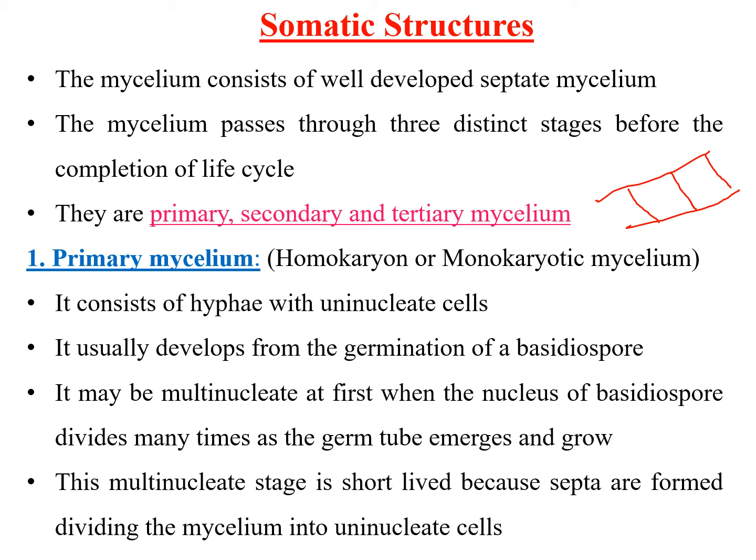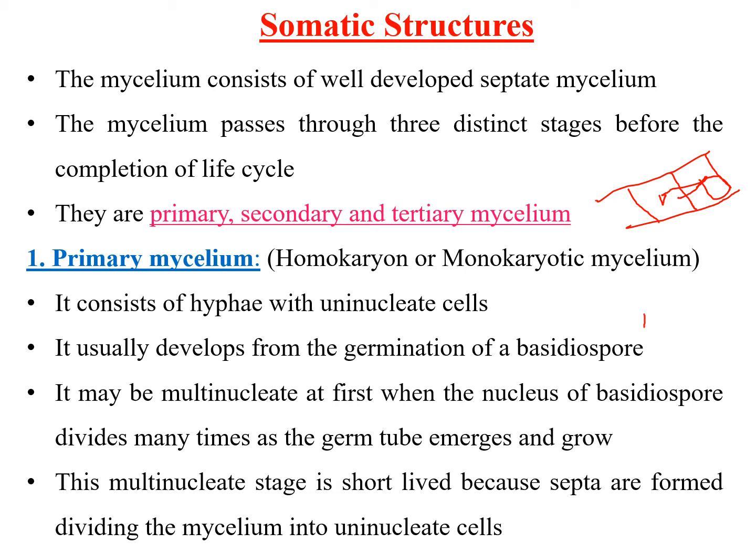Monokaryotic means mono, which means single, and karyotic means nucleus. It means this primary mycelium is having a single nucleus. Here you can see that each cell is having one single nucleus, and it consists of hyphae with uninucleate cells and usually develops from germination of basidiospores.